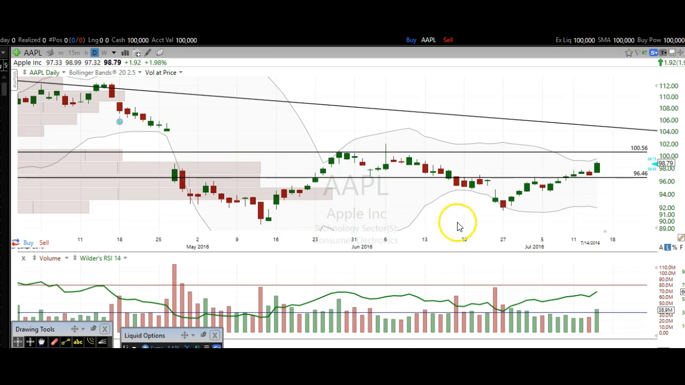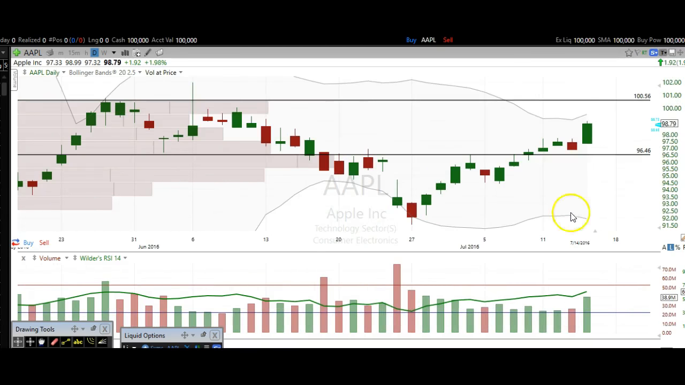Alright, so let's get into these charts here. First one I want to cover is Apple. Apple here, I'm seeing two key levels that we want to be aware of moving forward. For one, I'm going to touch on the support level that I'm seeing right here at about 96.50. And why is that support? Well, for one, it was resistance as we broke through it right here.